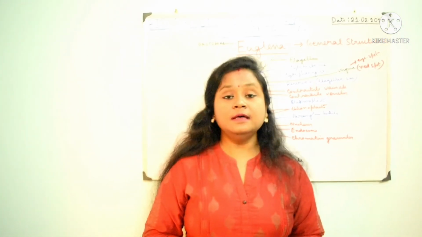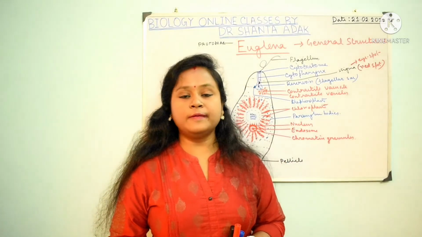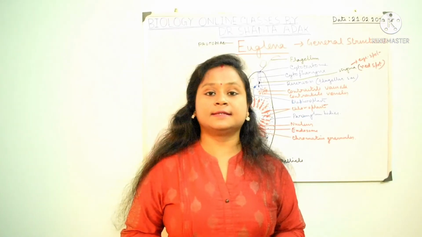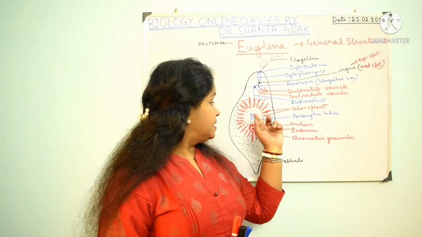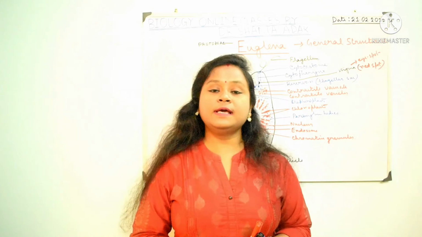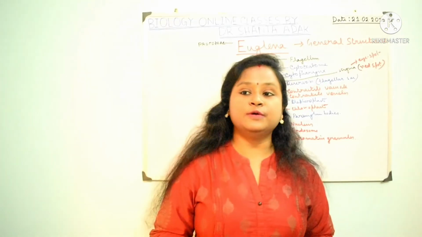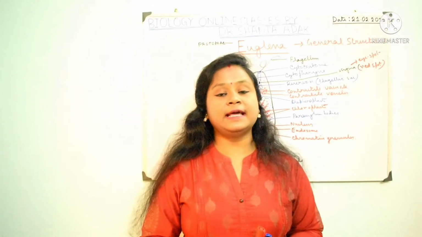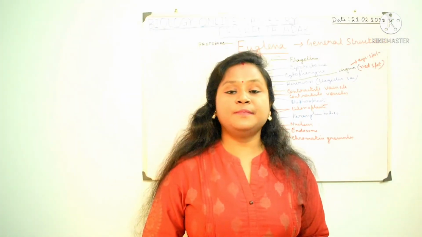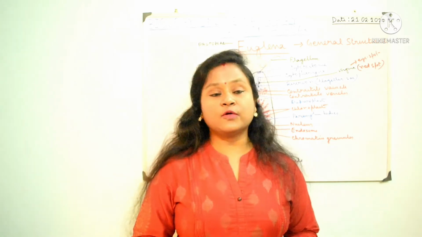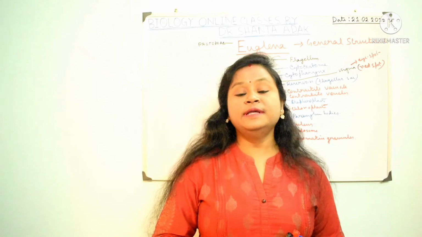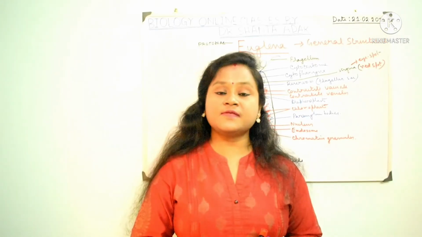Next point is nucleus. The nucleus of Euglena is round, vesicular and lies near the center or towards the posterior end of the body. The nucleus is surrounded by a distinct nuclear membrane. It has a distinct endosome or nucleolus or karyosome. In the space between the nuclear membrane and karyosome, there are many chromatin granules. Nucleoplasm is large.